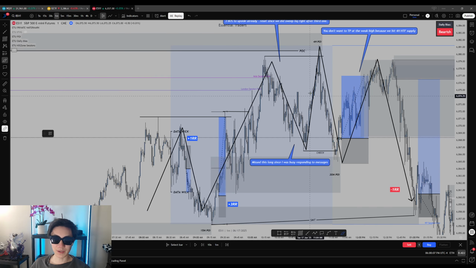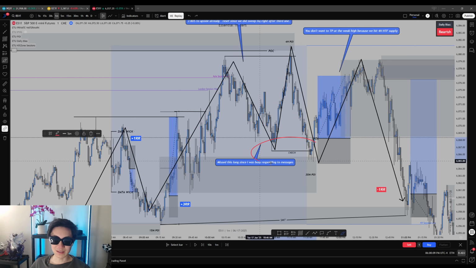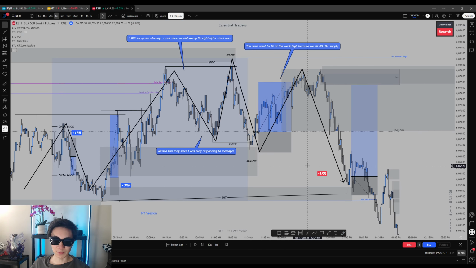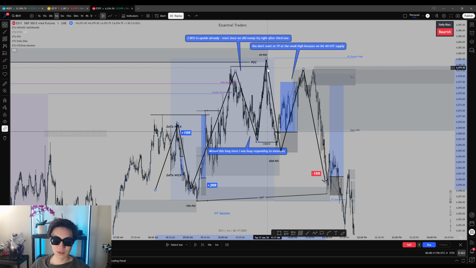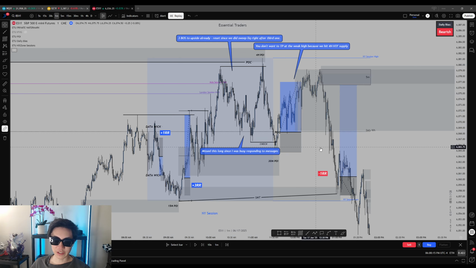Because if you're anticipating the 4-hour supply to hold, this is a real change of character and not a liquidity sweep, which is also known as a fake change of character. So you could have marked it as a change of character as well, but the point is this is still a valid counter trend trade in a sense towards the 4-hour supply.